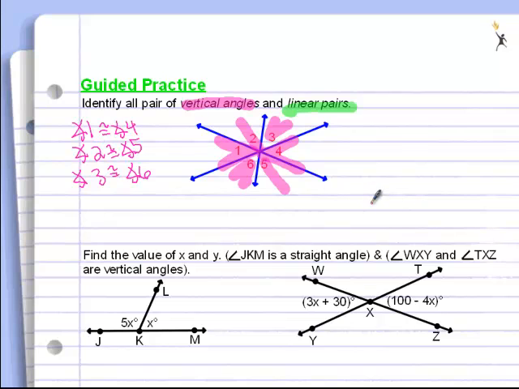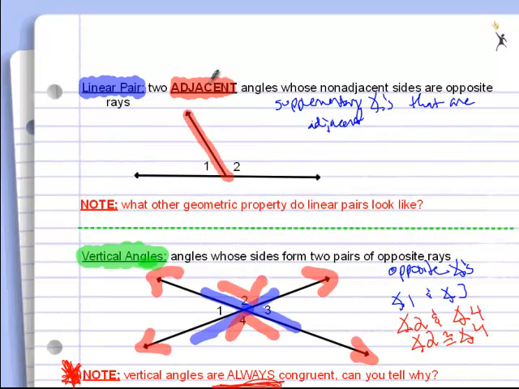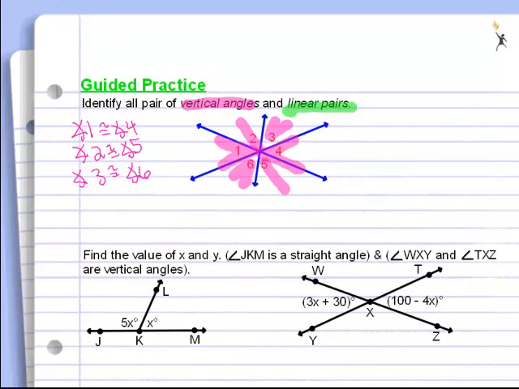Now let's go through and identify linear pairs. Let's go back and identify what linear pairs are: 2 adjacent angles whose non-adjacent sides are opposite rays. Again, what that means is 2 angles that are supplementary and adjacent. Do we have 2 angles that are supplementary?